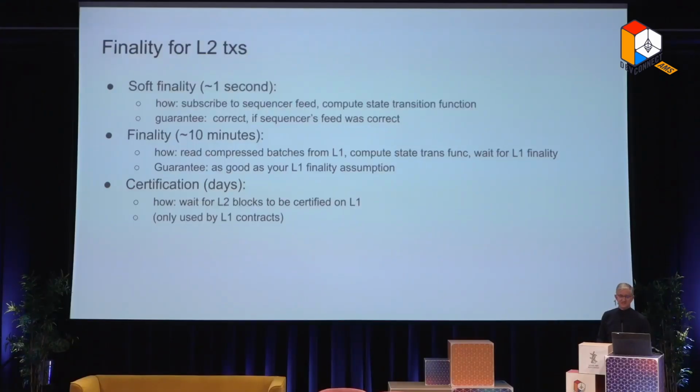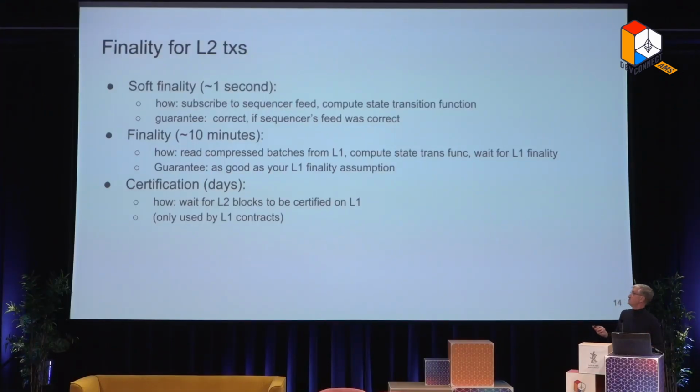And then finally, there's a process which on an optimistic rollup takes days, on a ZK would probably take hours, which is for the transaction to be certified to the L1 chain. And this is where the L1 chain knows the result. And that's as a result of the optimistic rollup protocol in our case, or the ZK proof protocol in the case of a ZK.